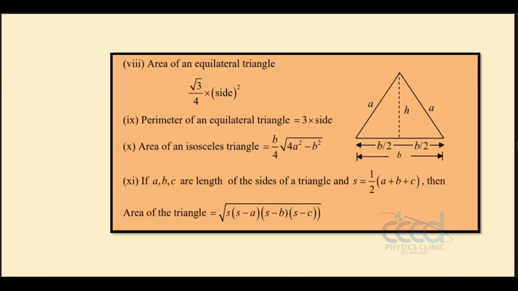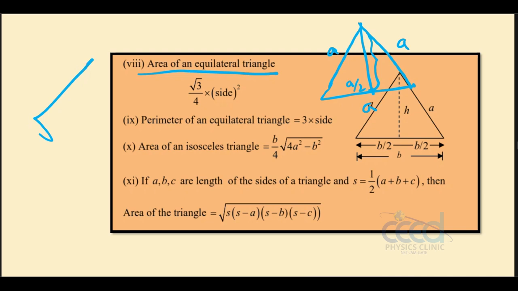The next point is the area of an equilateral triangle. For an equilateral triangle, what did we study? All sides are equal. If you draw a median, this is a by 2. Then what is this height by Pythagoras theorem? That is the square root of the hypotenuse squared, a squared, minus this base squared, a by 2 the whole squared, a squared by 4.